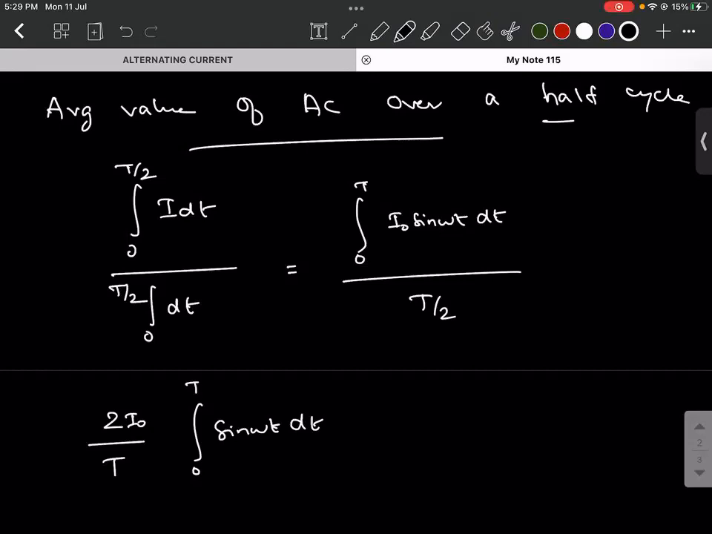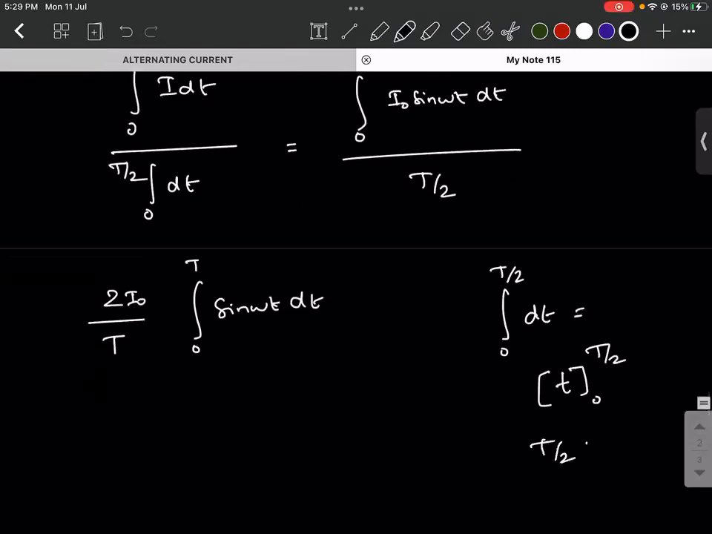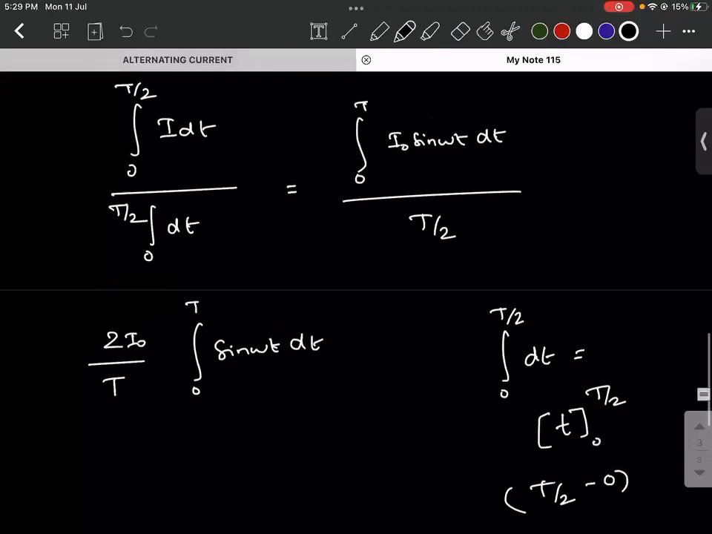Sir, the upper limit should be T by 2, right? Because integral of 0 to capital T by 2 dt. What is integral of dt? T. So this is between 0 to T by 2. So upper limit T by 2 minus lower limit 0, another T by 2. Okay. Apart from that, any other doubt? Tell me now. Sir, shouldn't the upper limit be T by 2? Oh, sorry. Now is it fine?